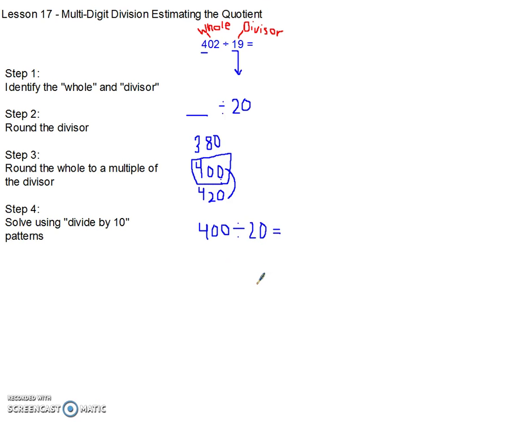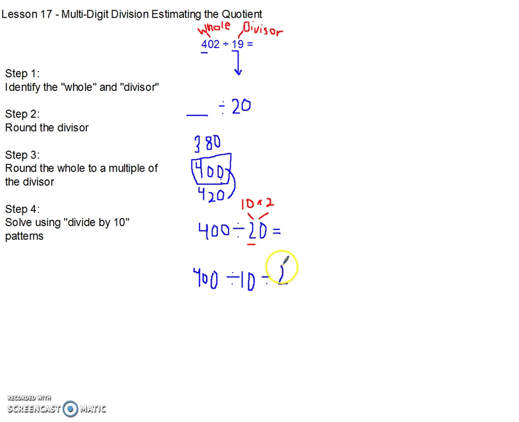Step 4 is to solve using the divide by 10 patterns. So in my divisor, when I decompose it, I see it's in the tens place, so I'm going to pull out that 10, and I'm going to say, what times 10 equals 20? And that is 2. So these are the two numbers that I'm going to use in my new equation for my division problem. So I'll rewrite that as 400 divided by 10, because I want to start with that easy multiple of 10. Then finally divided by 2 from up here.